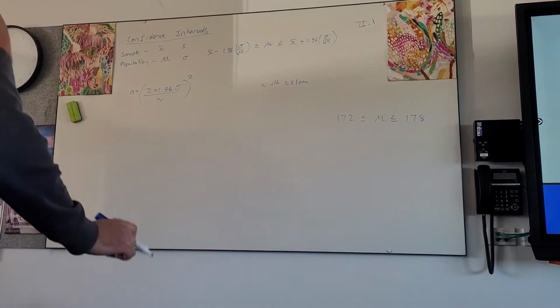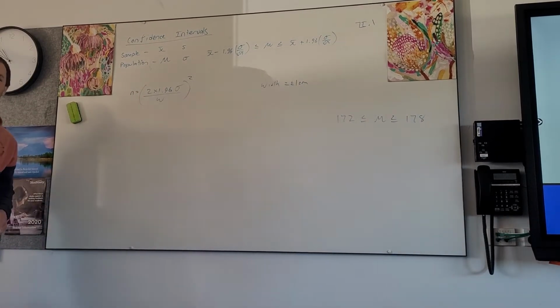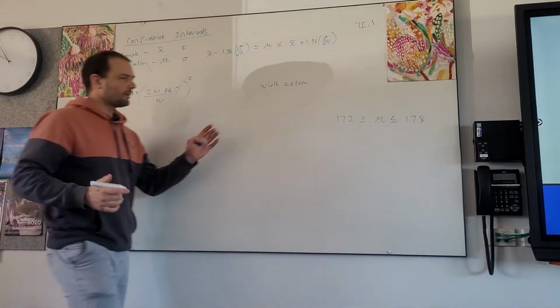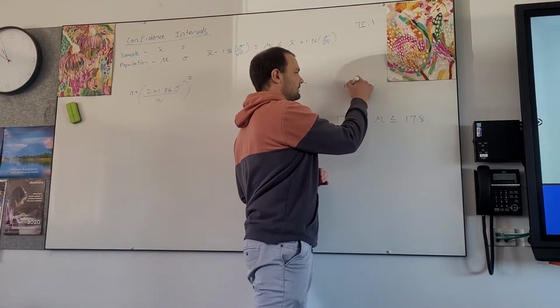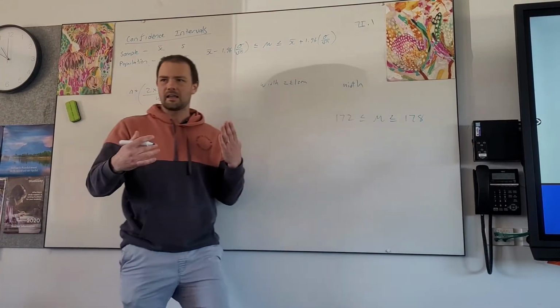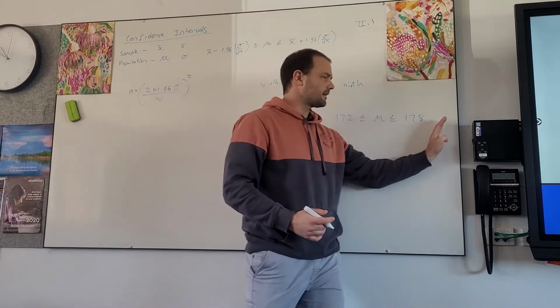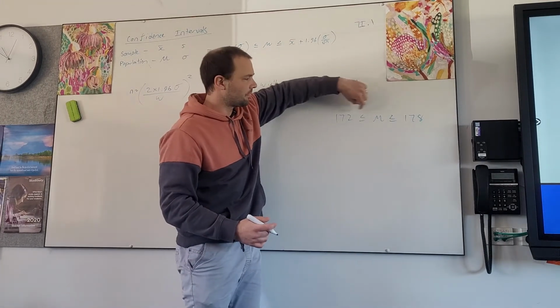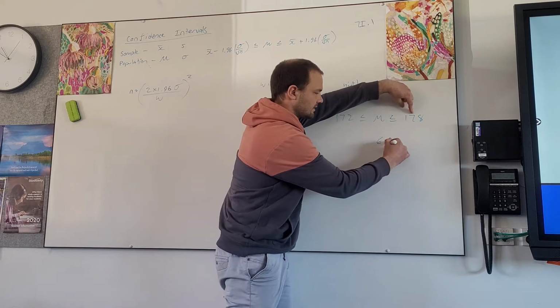Okay, so with a confidence interval, we can talk about the width of a confidence interval, and that means how far it is from the lower boundary to the upper boundary. So here the width of the confidence interval is 6 centimeters.